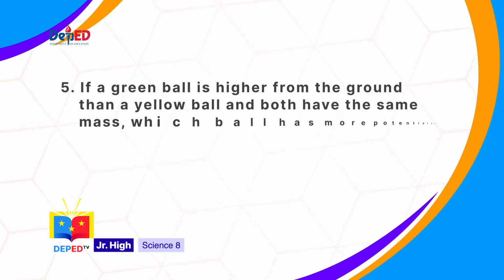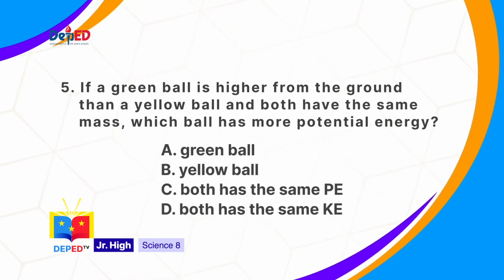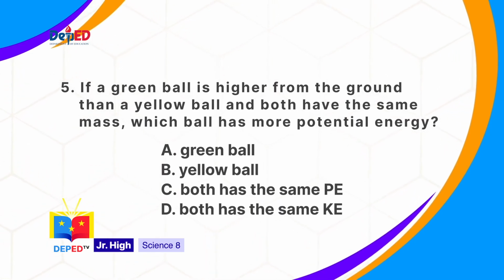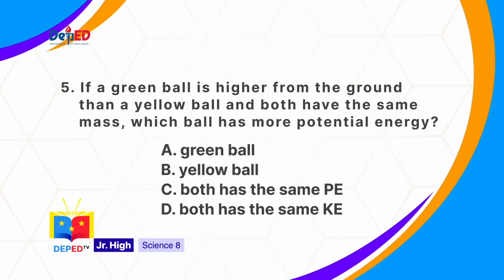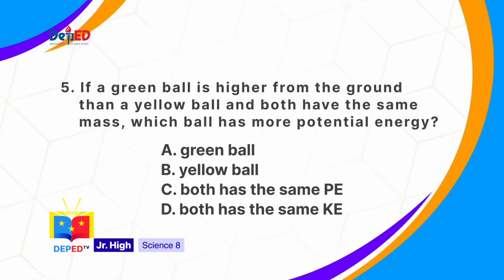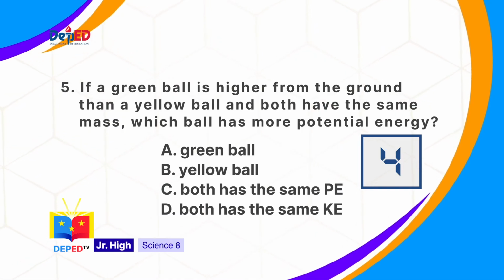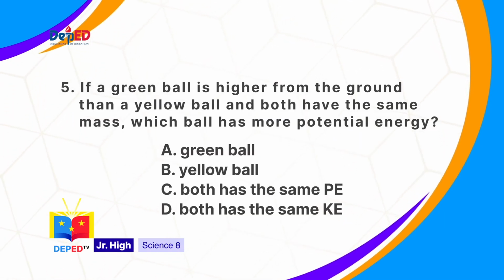If a green ball is higher from the ground than a yellow ball and both have the same mass, which ball has more potential energy? A, green ball. B, yellow ball. C, both have the same potential energy. Or D, both have the same kinetic energy. The answer is A, green ball.